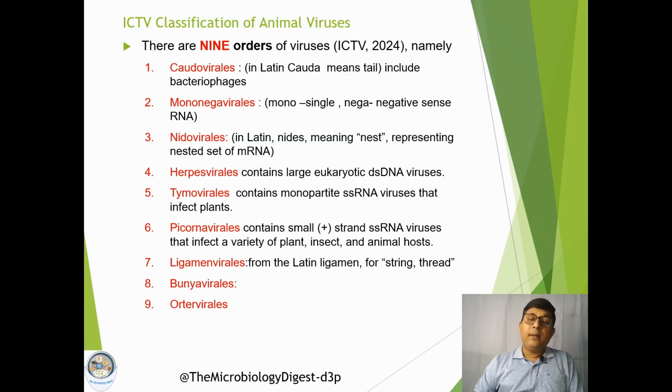Now we'll be discussing the classification of animal viruses by ICTV. As per ICTV, there are a total of 9 different orders. For example, the first order is Caudovirales, which includes mostly the bacteriophages. Then Mononegavirales, which includes the single-stranded negative sense RNA viruses. Then Nidovirales, Herpesvirales, Timlovirales, Picornavirales, Ligamenvirales, Bunyavirales, and Otothervirales. These are the 9 orders of viruses as classified by ICTV.